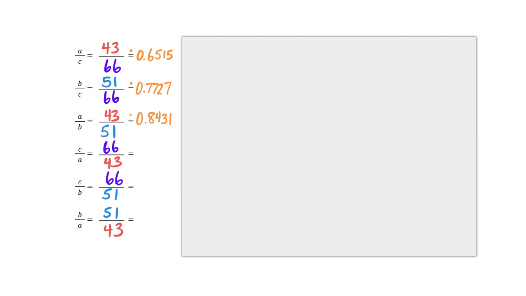Now do the same thing as we go: 66 divided by 43, approximately 1.5349. 66 divided by 51, approximately 1.2941. And my last one, 51 divided by 43, approximately 1.1860. So I don't need to write down the 0. Okay, there are my values.